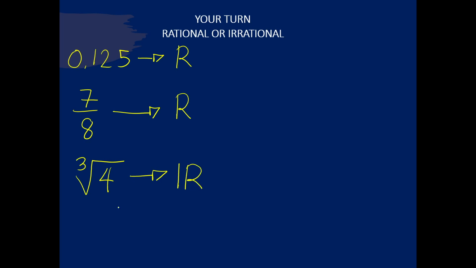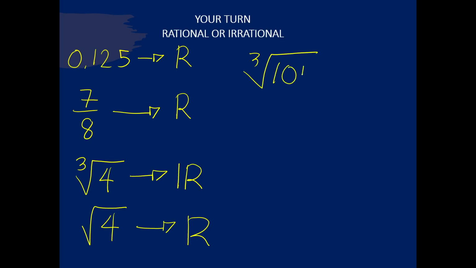Irrational, because 4 is not in the perfect cubes, right? But if I take the square root of 4, it's rational already. What about the cube root of 101? Irrational. What about pi? Pi, 3.1416, is irrational.